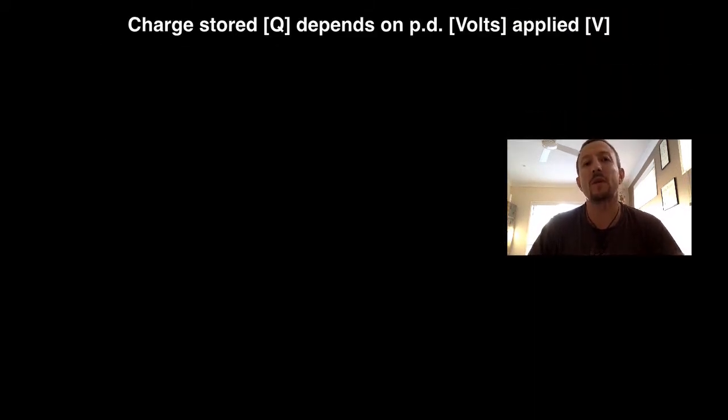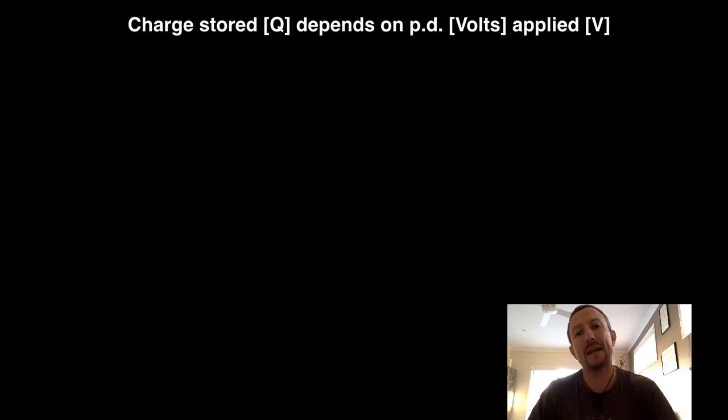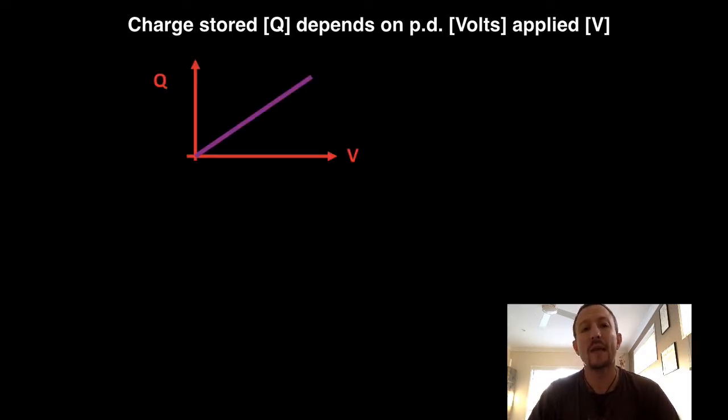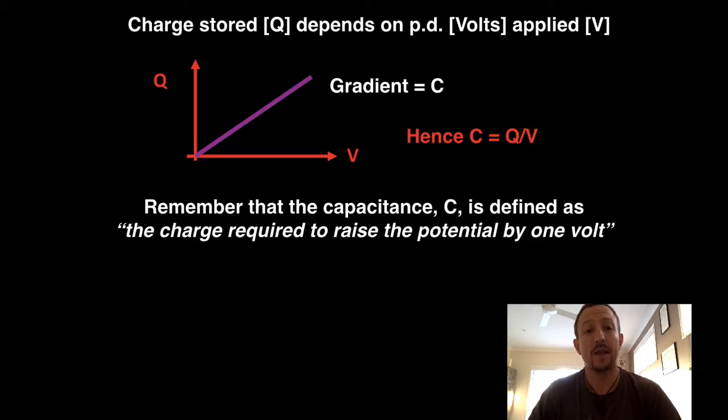Okay, now what else can we find out about charge and capacitance? Well, if we plot a graph of Q over V, we get a straight line where the gradient in this case is capacitance. So that's where the equation actually came from, where capacitance equals Q over V. Now remember that the capacitance is basically the amount of charge required to raise the potential by 1 volt, 1 joule per coulomb. So giving 1 joule of energy per coulomb of charge.